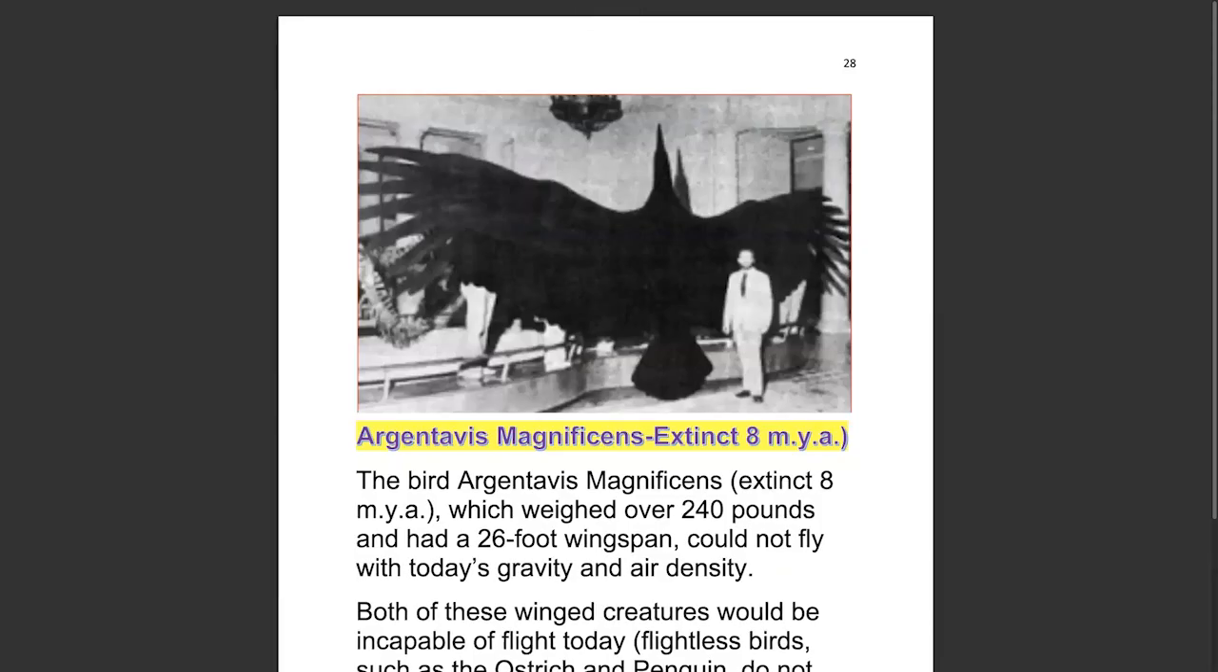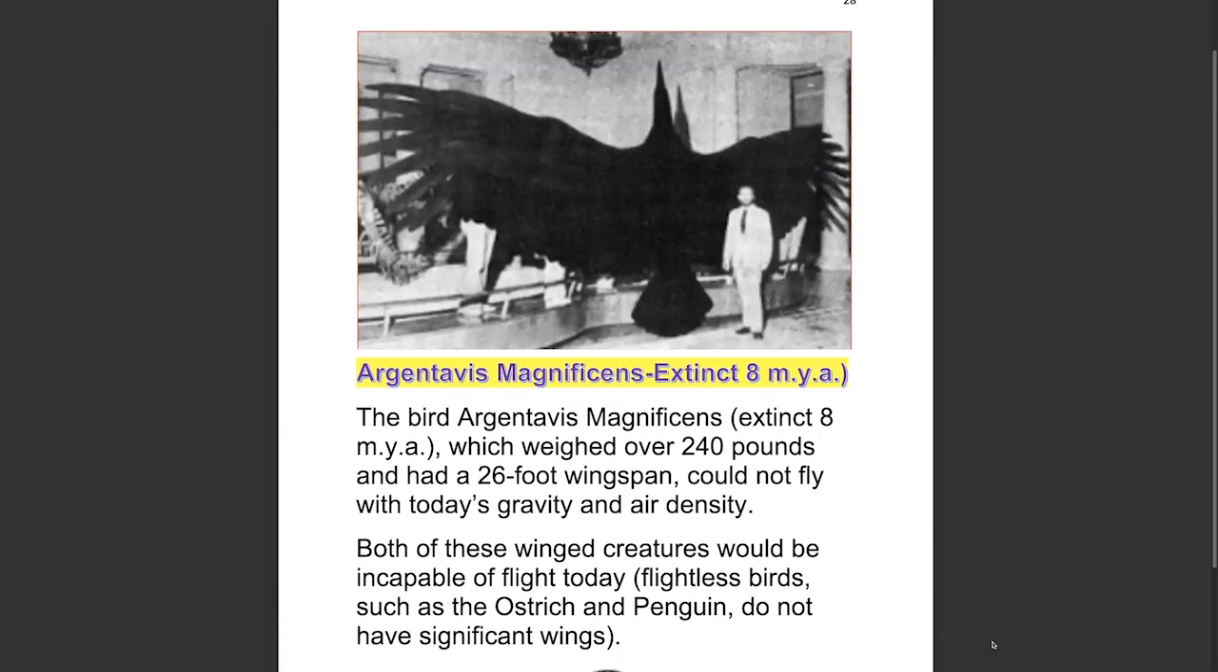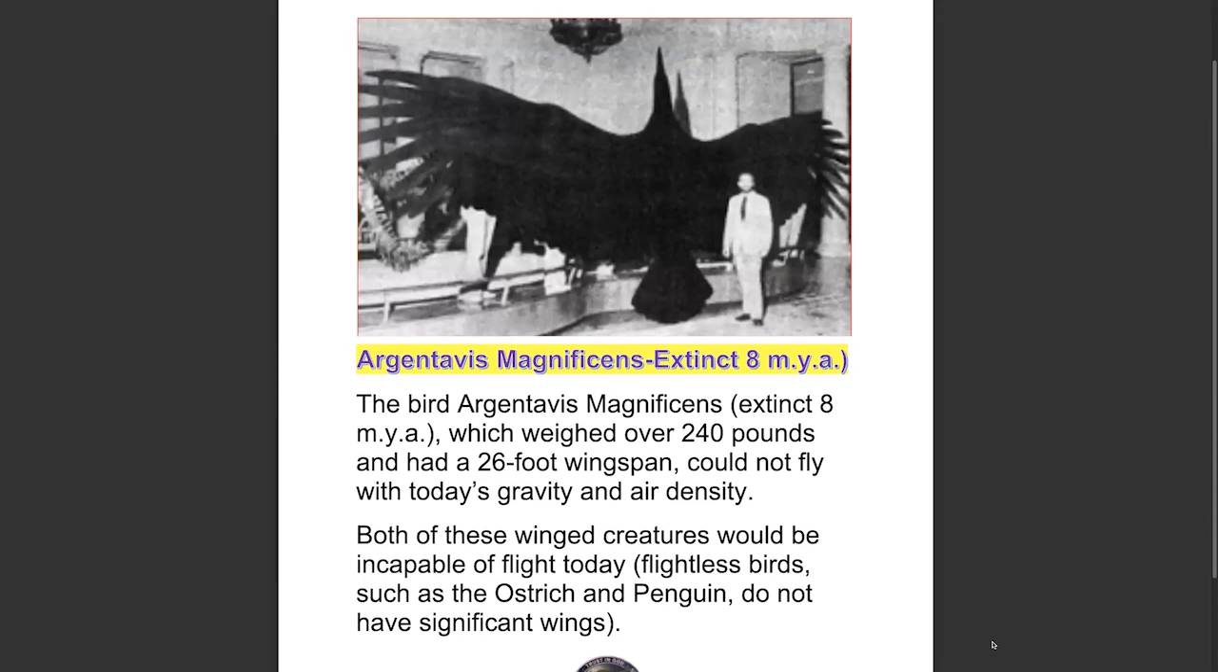And this Argentavis, found in Argentina, in other words, magnificent, went extinct about 8 million years ago. The bird weighed over 240 pounds. It had a 26-foot wingspan. It can't fly in today's gravity and air density. As gravity goes up, the density of the air goes up. Both the pteranodon and this bird could not fly.